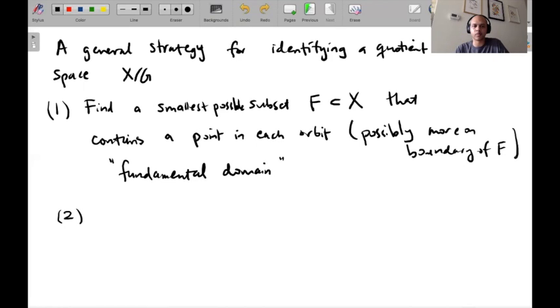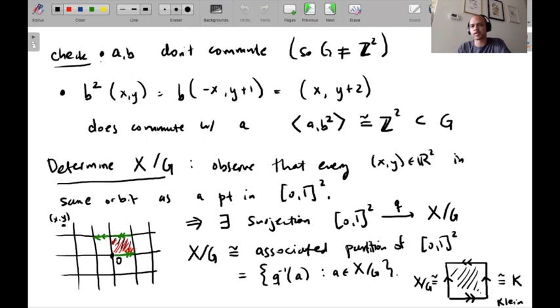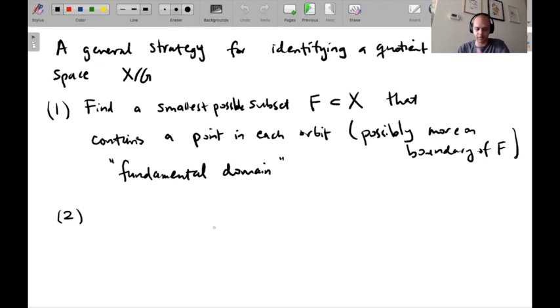For points in the interior, you don't want any two of those to be in the same orbit. In examples, it's sort of clear how this works, so let me not spell it out in full detail.